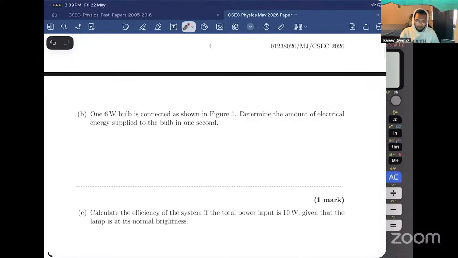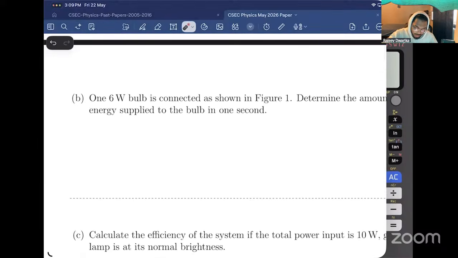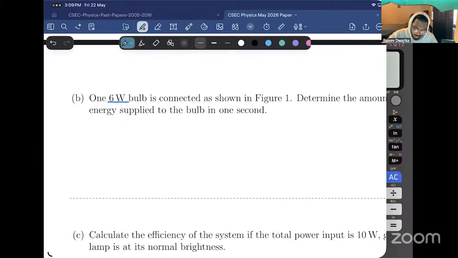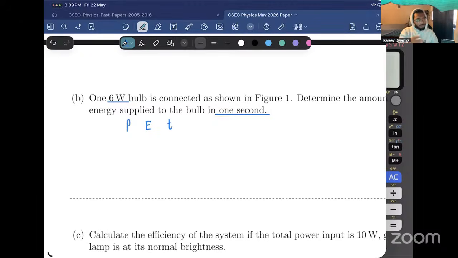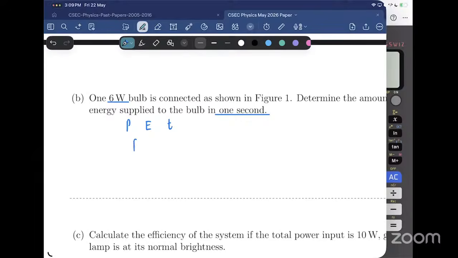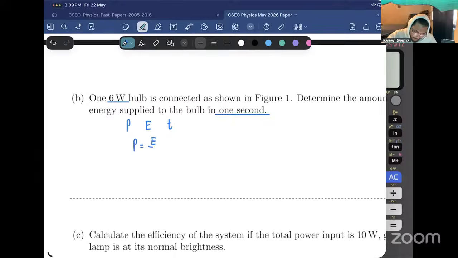A 6-watt bulb is connected as shown in figure 1. Determine the amount of electrical energy supplied to the bulb in 1 second. Okay, let's tell me fast. They're giving us power here. They're giving us time. What formula that you know involves power, energy, and time? Power is energy over time.